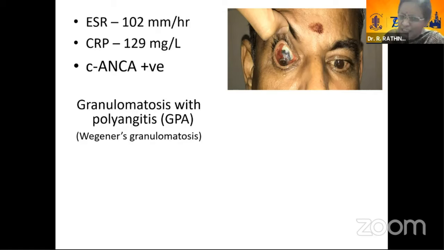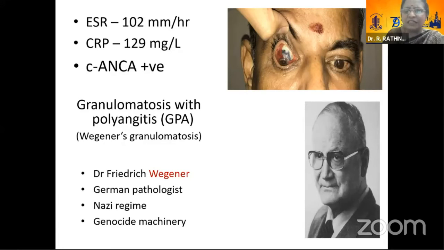Why do we change this name? Everybody should know. So I am adding one point of history also. This Wegener scientist was in the Nazi regime, and he was a very, very popular man in the genocide machinery. So now people have decided to remove his name from this disease. So we call it granulomatosis with polyangiitis.